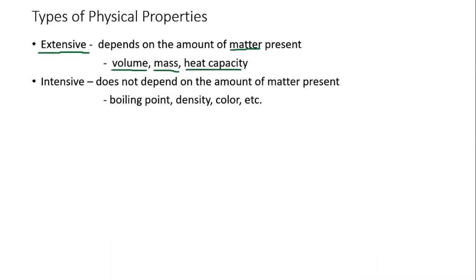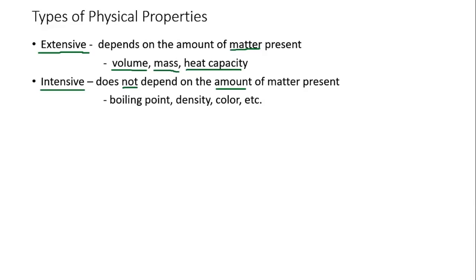So the more volume you have of a substance, the more matter you're going to have. The more mass you have of a substance, the more matter you're going to have. So those depend on the amount of matter present. The other class is intensive physical properties, which does not depend on the amount of matter present. So it doesn't matter how much of this material you have, it won't affect the property.